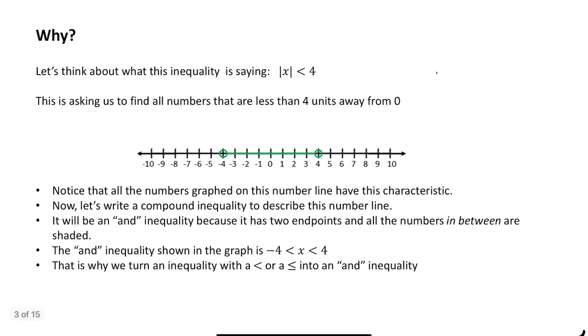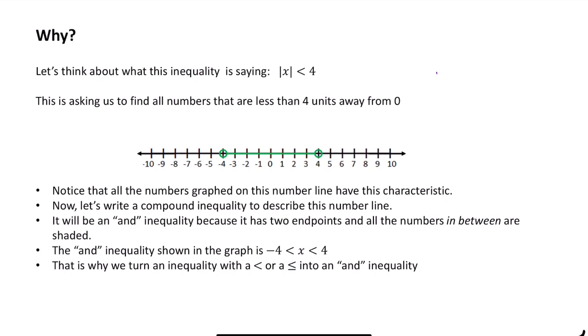So let's think about what this means and why this is true. For example, if we think about the inequality, the absolute value of x is less than 4, what is that asking me? Well, it's saying figure out all the numbers x that are less than 4 units away from 0. So if we look at the right of 0, we can see that any number between 0 and 4 is going to be less than 4 units away from 0. On the left side of 0, any number that's between 0 and -4 is going to be less than 4 units away from 0.